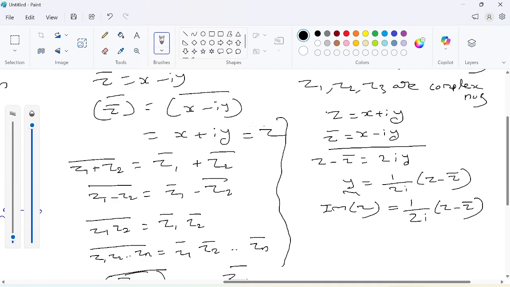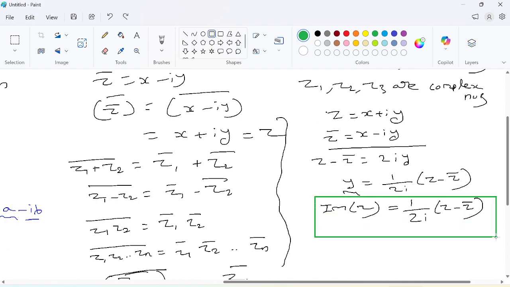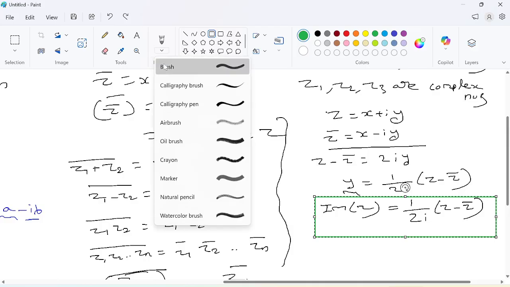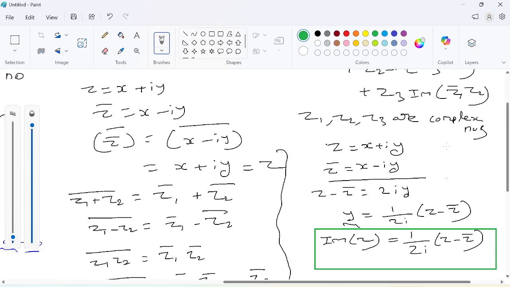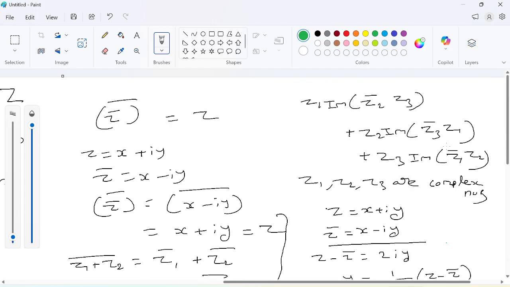Remember this formula. Imaginary of z is equal to 1 by 2i into z minus z bar. Now with this, can we solve these parts?